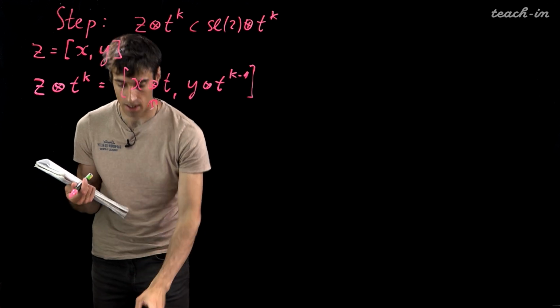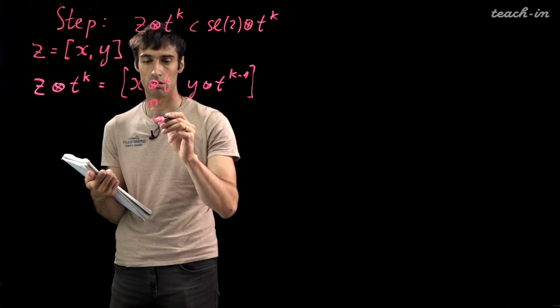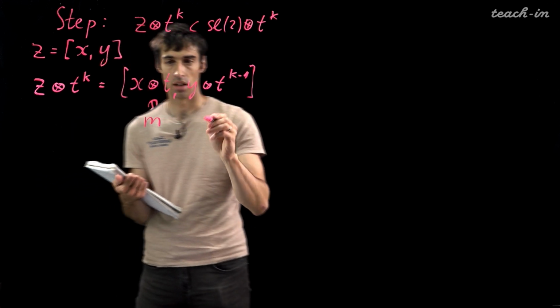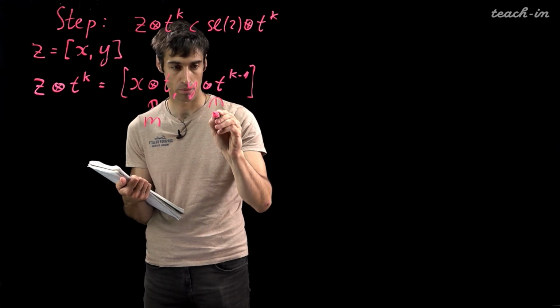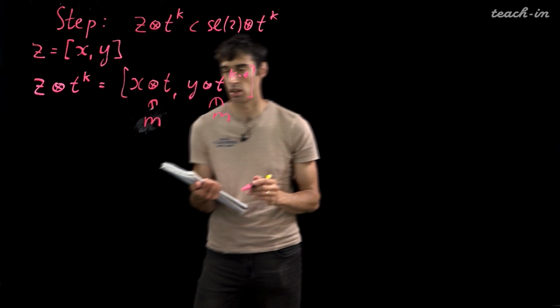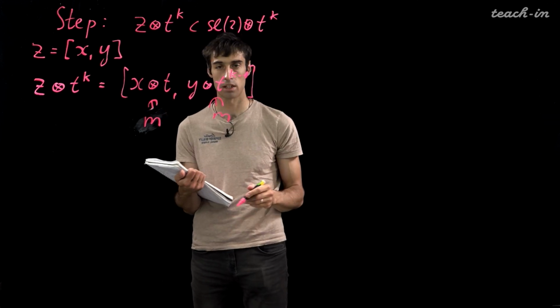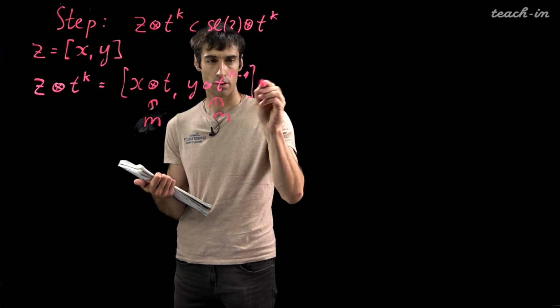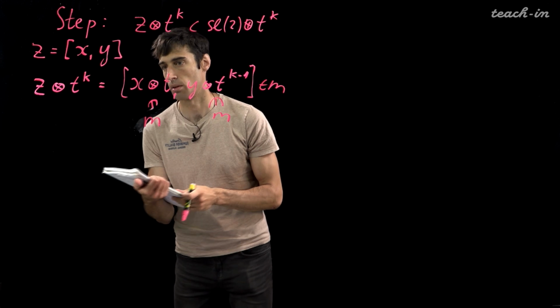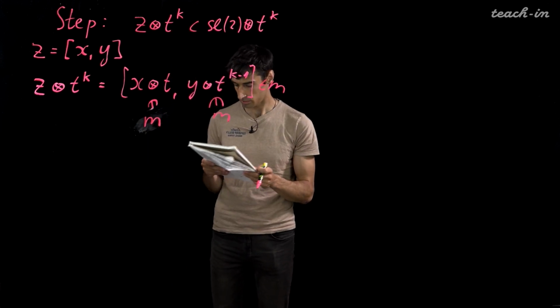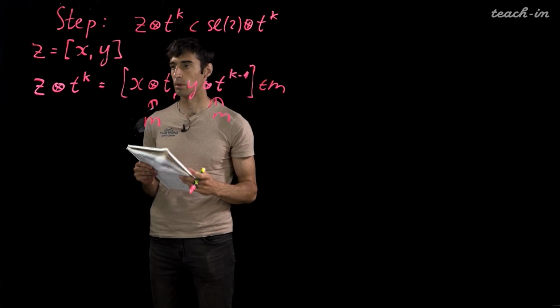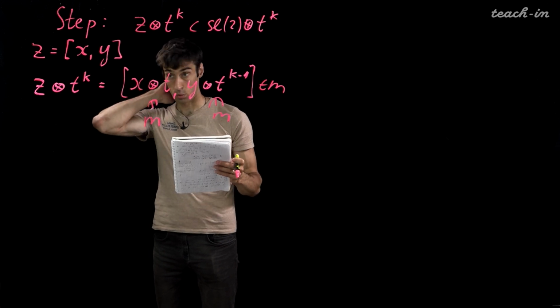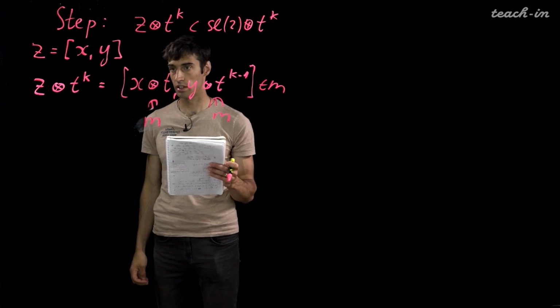So we know that X tensor T belongs to M, and that this also belongs to M. This is by induction assumption. This is by base, actually. And therefore the whole thing belongs to M. And the step is proved. Okay, so we proved part 2 of our checklist.